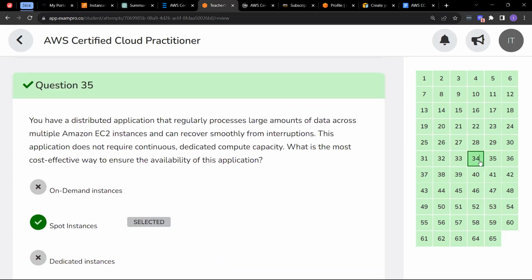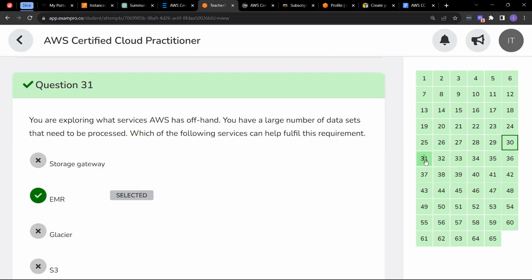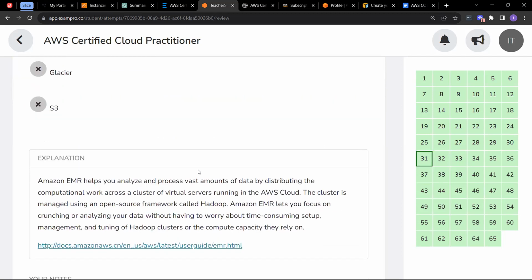EMR. Great. This is it. Question 31. You're exploring what services to use. You have a large number of data sets that need to be processed. So Amazon EMR helps you analyze and process vast amounts of data by distributing the computational work across a cluster of virtual servers running on the AWS cloud. The cluster is managed using an open source framework called Hadoop. Amazon EMR lets you focus on analyzing your data without having to worry about time-consuming setup.